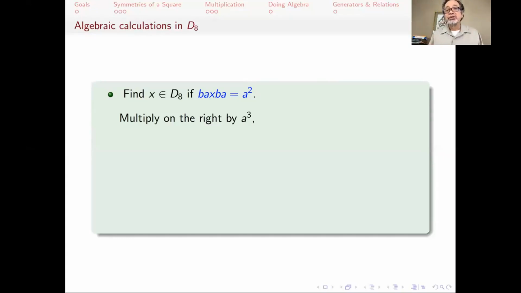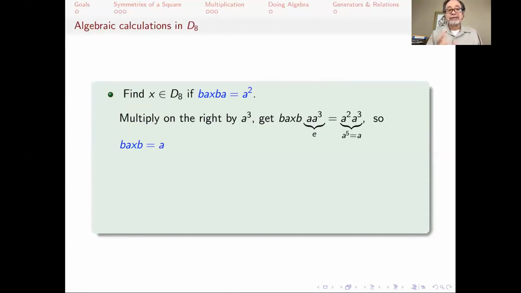The first thing I'm going to do is get rid of that A on the extreme right of the left-hand side, and I do that by multiplying both sides of the equation by A cubed. If BAXBA equals A squared, then BAXBA times A cubed should be the same as A squared times A cubed. The reason I multiplied by A cubed on the right is that A times A cubed on the left-hand side becomes e. And on the right, I get A squared times A cubed, which is A to the 5th. Why? Because A squared times A cubed has 5 A's, and A to the 5th is A, because A to the 4th is e, and when you do it one more time, you're back to A.